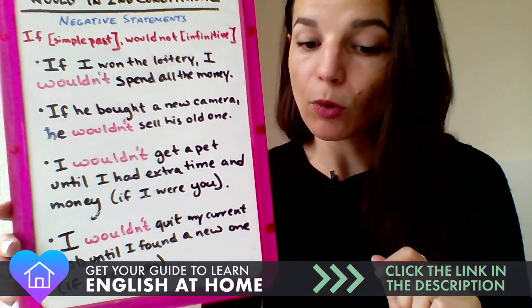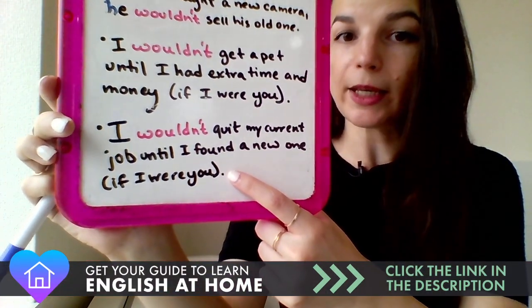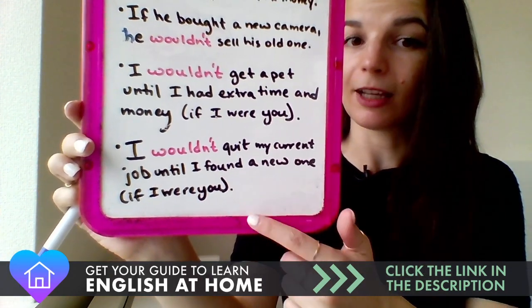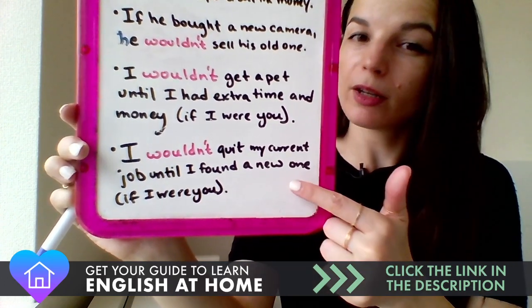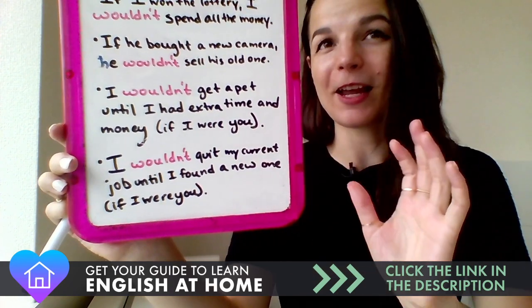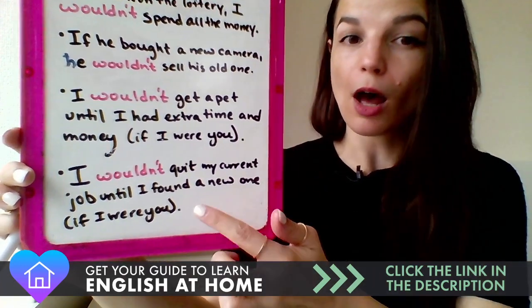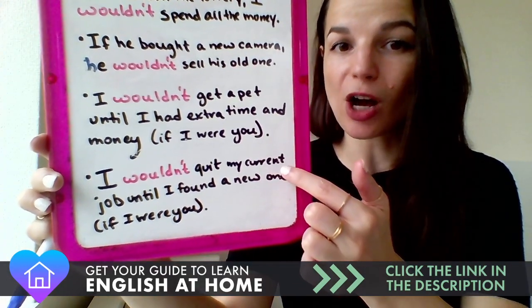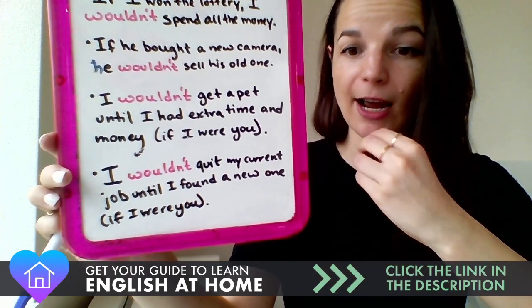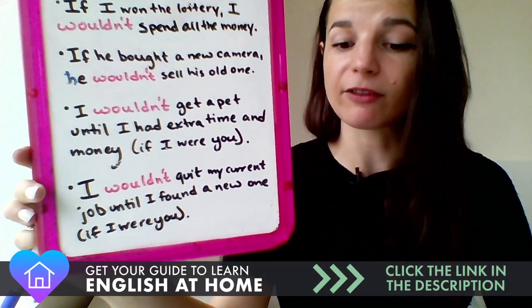Okay, let's look at one more example of this, another negative example. I wouldn't quit my current job until I found a new one. If I were you. Again, if I were you, I wouldn't quit. The verb quit is the same in the infinitive form and simple past tense. So quit, there's no change. I wouldn't quit my current job. My current job means the job I have now. I wouldn't quit my current job until I found a new one.